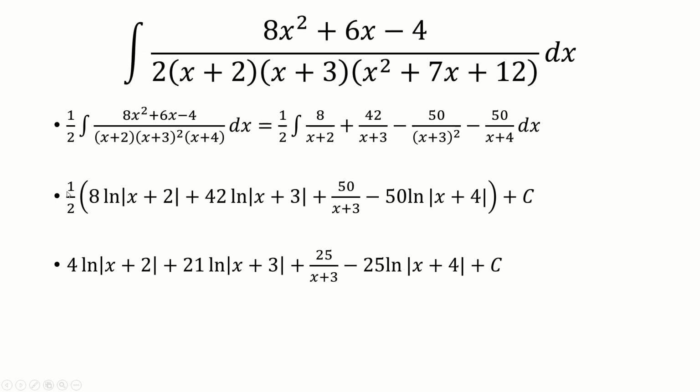The final step will just be distributing the 1/2 to get 4 natural log absolute value of (x + 2), plus 21 natural log absolute value of (x + 3), plus 25 over (x + 3), minus 25 natural log of absolute value of (x + 4), plus C. And that is our final answer.